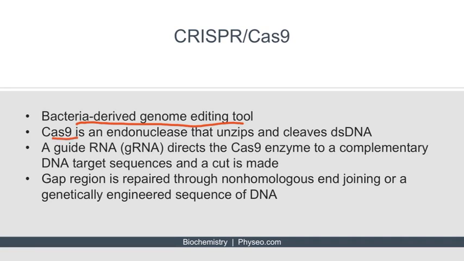Cas9 is the endonuclease component of the system that unzips and cleaves the double-stranded DNA. A guide RNA, also called gRNA, directs the Cas9 enzyme to a complementary DNA target sequence and a cut is made. The cell attempts to repair the gap region through non-homologous end joining, which is prone to errors. Alternatively, a genetically engineered sequence of DNA can be inserted into the gap region to circumvent the error-prone process of non-homologous end joining. Let's pull up a figure so you can see what I'm talking about.